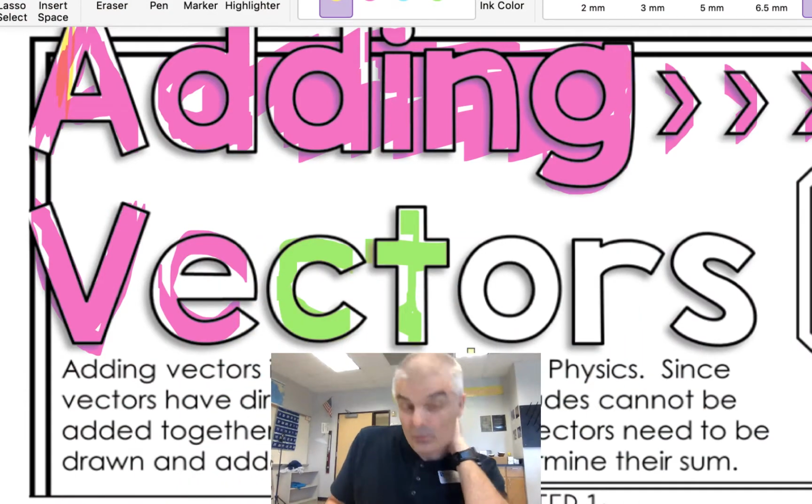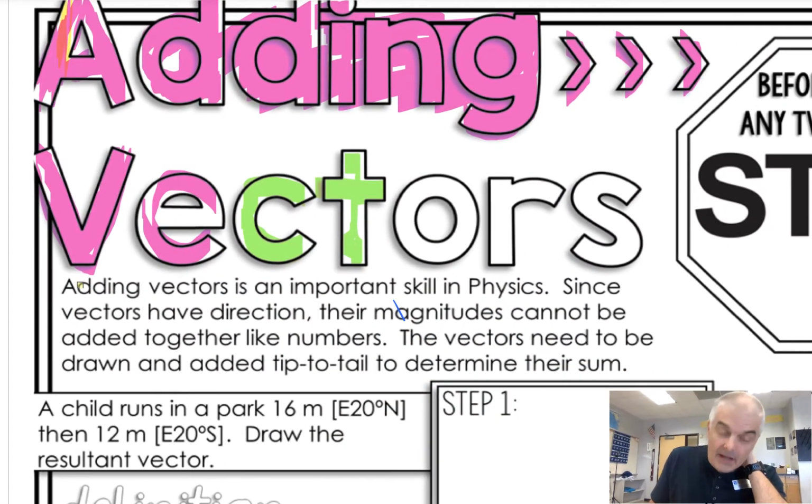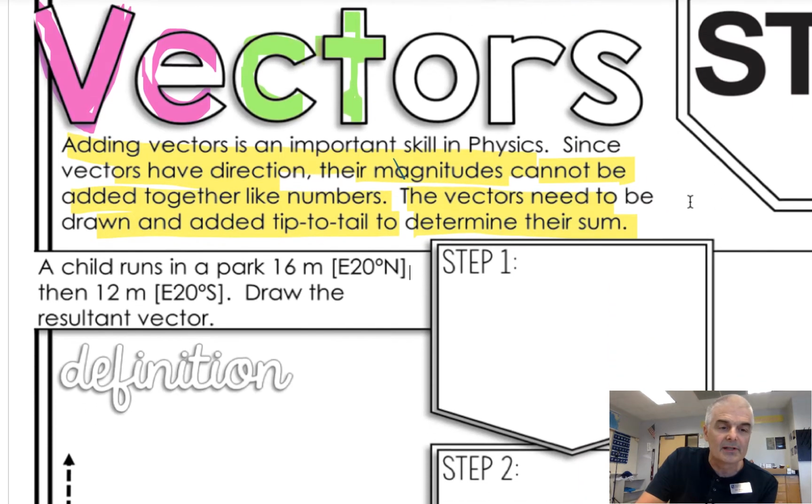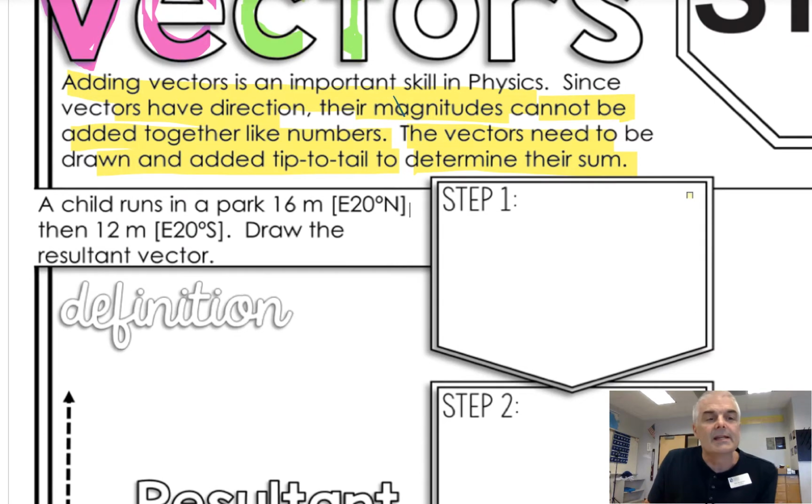Today we're going to learn about how to add vectors. We learned about what a vector was in our last segment, but let's talk about adding and subtracting vectors. Well, why do we do this? Adding vectors is an important skill in physics, since vectors have direction and magnitude that cannot be added together like numbers, because you got that direction thing going on. They need to be drawn and added up tail to tail to determine their sum. There's also ways to do the resulting vectors, which we will learn a little bit later. So we need to figure out what this might look like.